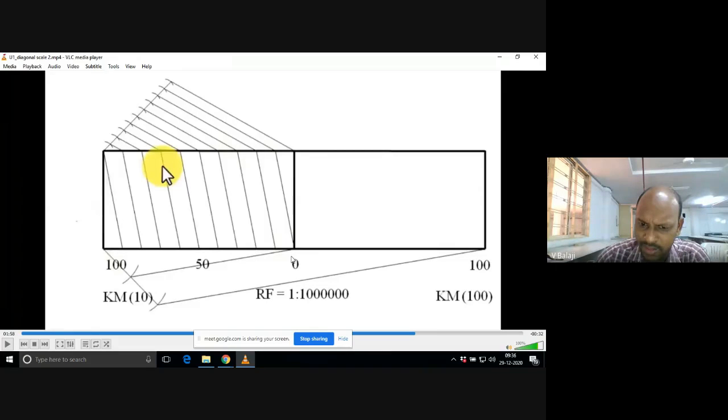Go to the chart. You can try such problems. Is it clear? Any doubts I can answer? Then we will see some other models. Anyone? Any questions from this topic?